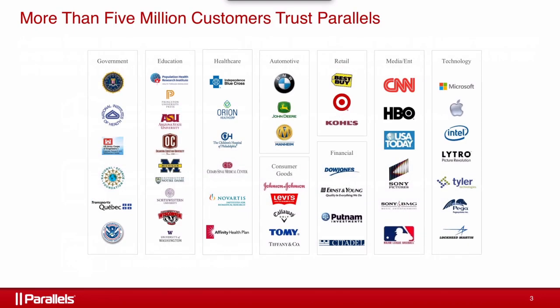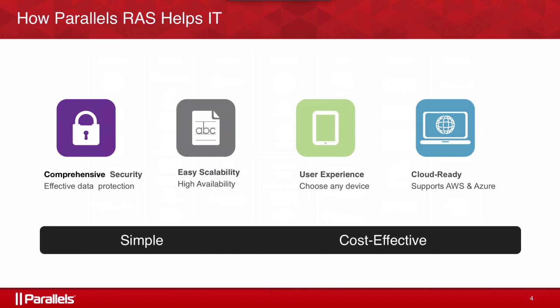So we have more than 5 million customers. A few of them are in the remote application server area, and our footprint today varies between government, education, healthcare, manufacturing, and other industries. But the big topic today is how we can help you, and how the new version of Parallels Remote Application Server, version 15.5, can help you.